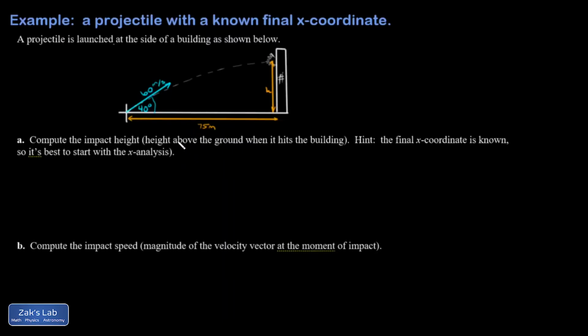Here's a pretty common projectile motion problem where instead of knowing the landing height of the projectile, I know the final x coordinate of the projectile. So I'm going to go ahead and put my origin right there at the launch point. A couple things you probably want to do before you even start reading the question, maybe, is put in the velocity components.